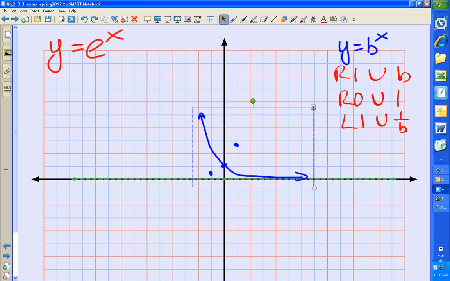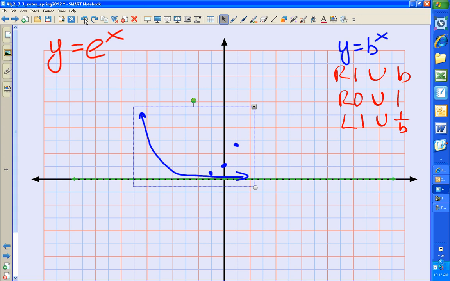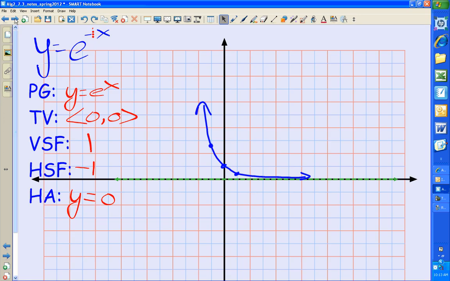Is that the same as this function y equals 1 over e to the x? 1 over e to the x is the same as e to the negative x, yes. Change this back. So this is y equals e to the negative x power.